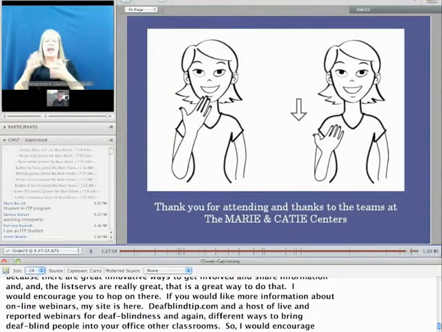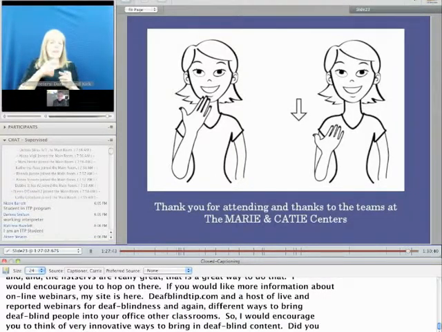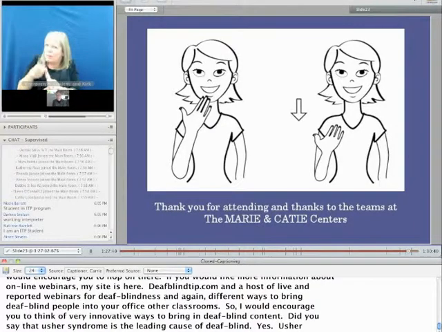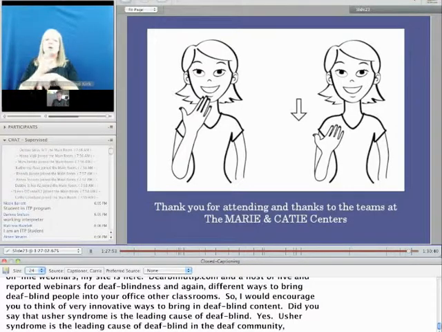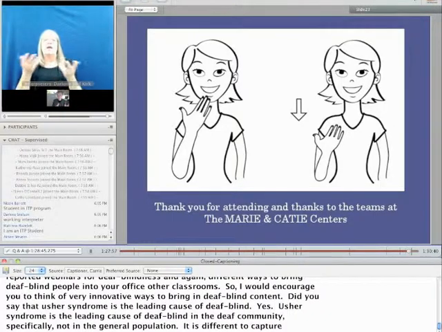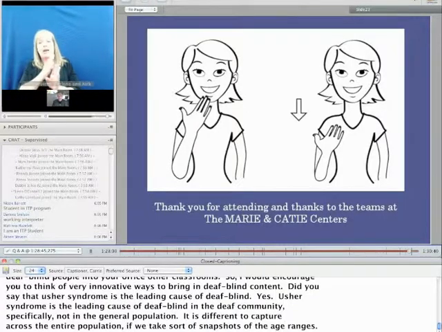Catherine asked, did you say that Usher syndrome is a leading cause of deafblindness? Yes, Usher syndrome is the leading cause of deafblindness in the deaf community, very specifically, not in the general population. It's very difficult to capture across the entire population if we take snapshots of age ranges, because if we look at the aging population, due to age-related hearing and vision loss, obviously the numbers change significantly. But yes, within the deaf community.